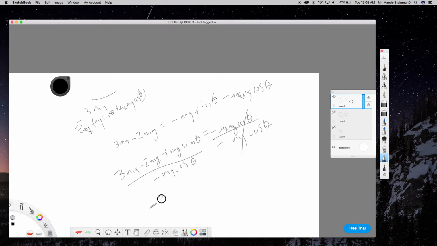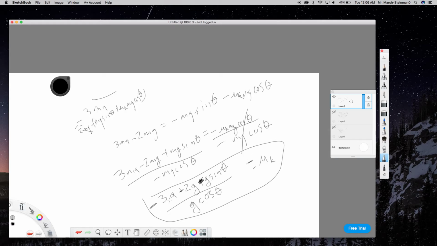And we get negative 3a plus 2g minus g sine theta over g cosine theta equals my mu k value. So it's just algebraic isolation there. And I'm sure there's probably a way to clean this up a little bit, but for the most part, it's going to be a messy expression determining the mu k for some acceleration in the circumstance of an object of size m versus 2m falling down the ramp.